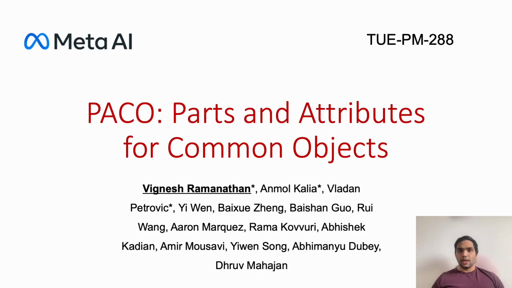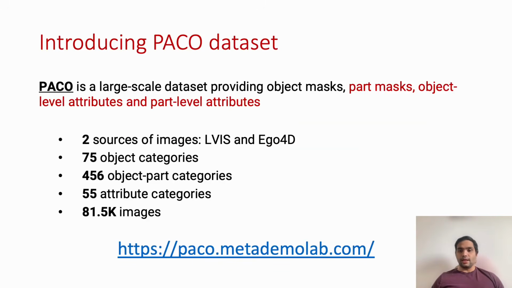Hello everyone. PACO, Parts and Attributes for Common Objects, is a work from Meta AI. It is a large-scale dataset jointly providing object masks, part masks, and object as well as part level attributes. It is sourced from two popular datasets, LVIS and Ego4D, spanning 75 objects, 456 object parts, 55 attributes, and roughly 81,000 images. The dataset is available at the link below.